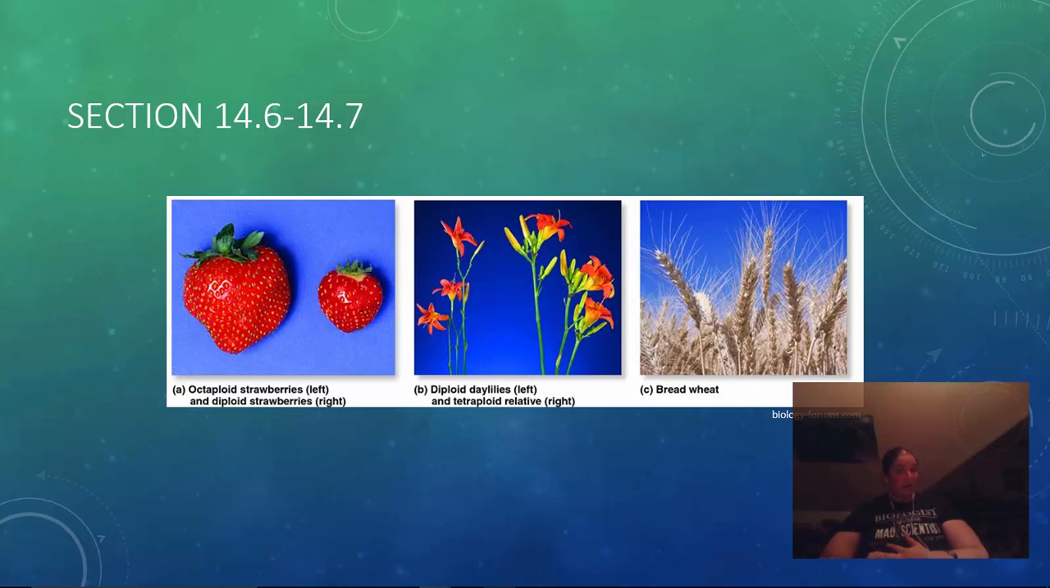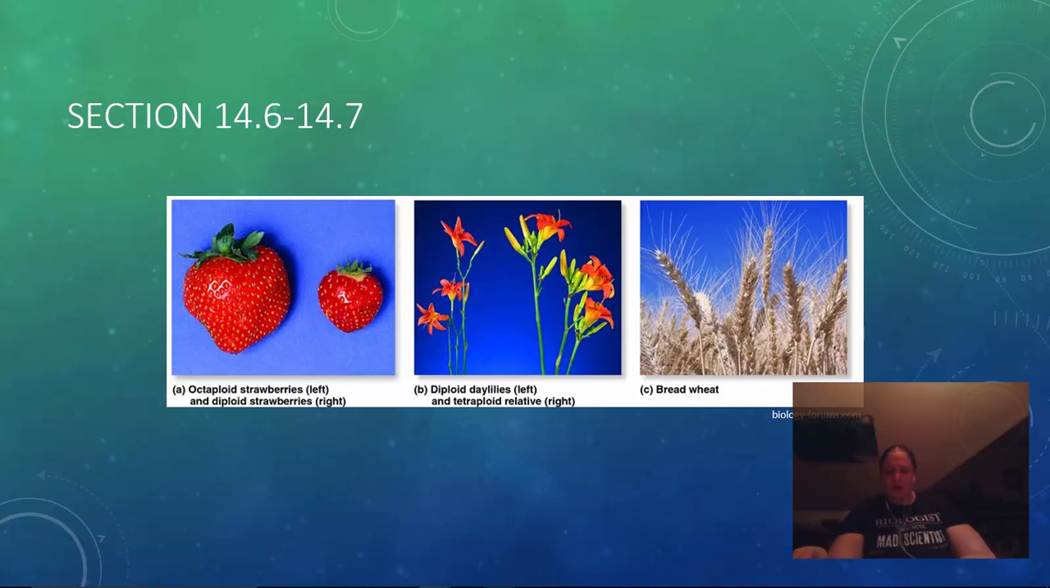We like polyploid plants in our agriculture because they tend to be larger, fuller. Bread wheat is much larger than wild wheat. Octoploid strawberries, way bigger than little wild strawberries. All right, case in point. And even flowers that we use to decorate our homes that are grown for florists tend to be larger, like these daylilies on the right that have 4 copies of DNA versus diploid daylilies on the left with only 2, diploid.